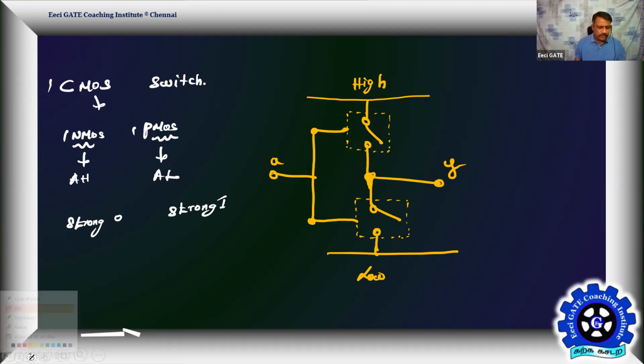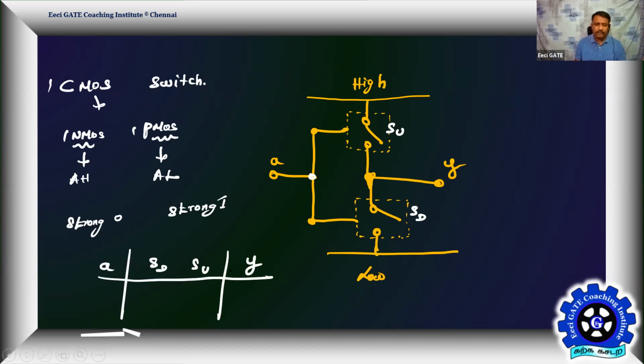Fine. So what is happening here? These are complementary switches. That means what? This is the switch S down and this is the switch S up, and this is A. That's what we demand: SD, SU and Y. We have done it yesterday, once again just completing the formality. So A is equal to 0. The down switch is what? Closed.